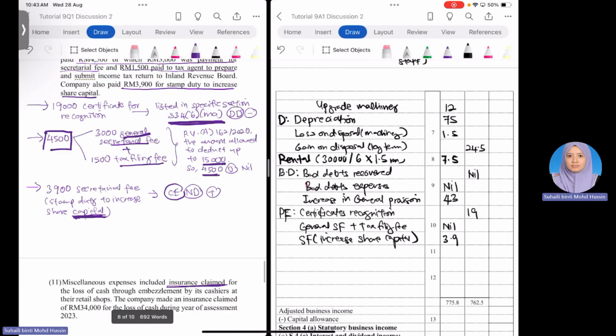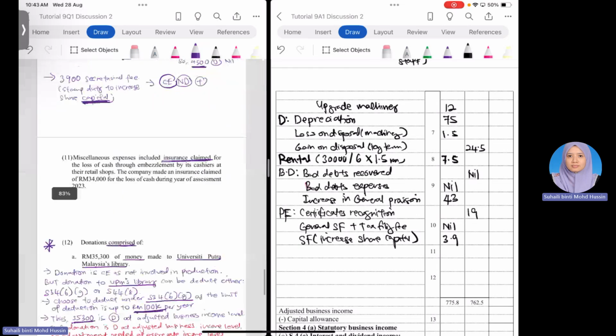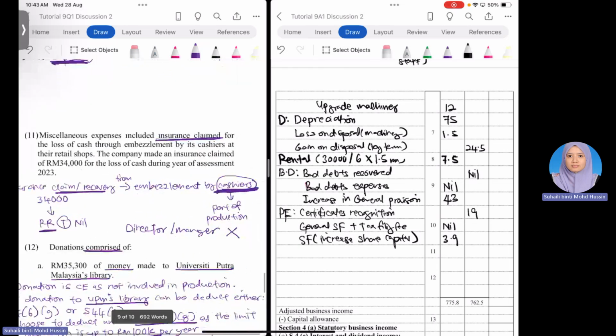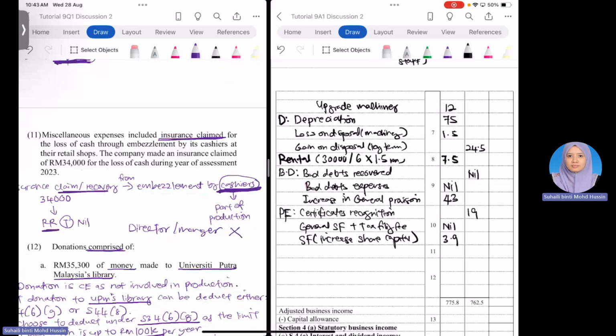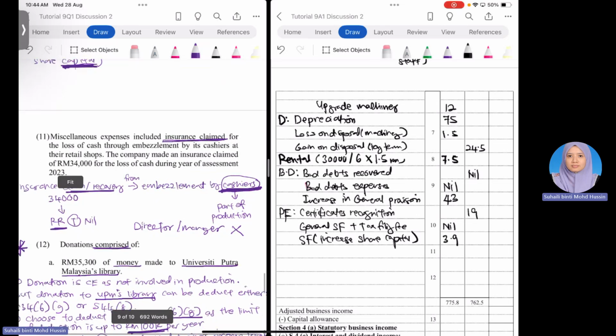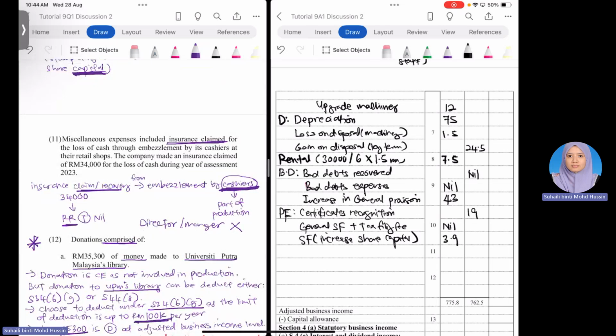Okay, number 11, we have miscellaneous expenses where the company claimed the insurance because one of the cashiers stole the money, involved in the embezzlement by its cashier at their retail shop. So they lost the money, 34,000 ringgit. So the company claimed back the insurance, and they already got the amount. So they already recorded the transaction in the SOCI.